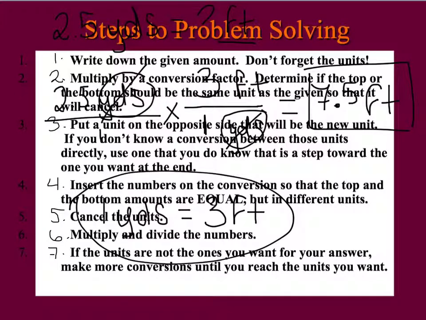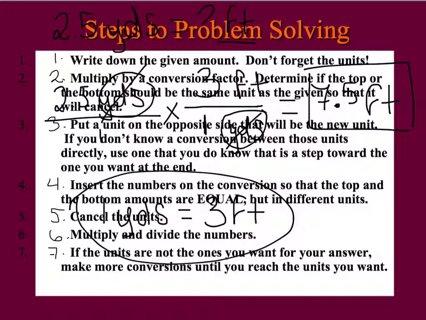A good way to look at these dimensional analysis problems is to break it down into steps. These 7 steps are the ones you're going to use for any dimensional analysis problem that we do all year. Step 1 is to write down the given amount. And remember, don't forget to put the units as well as the number. Step 2 is to multiply by a conversion factor. Determine if the top or the bottom should be the same unit as the given so that it will cancel. Step 3 is to put a unit on the opposite side that will be the new unit. If you don't know the conversion between those units directly, you can use one that you do know that's a step towards what you want in the end.